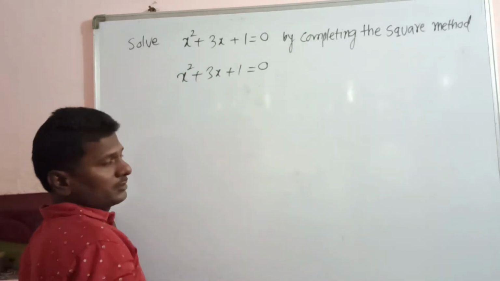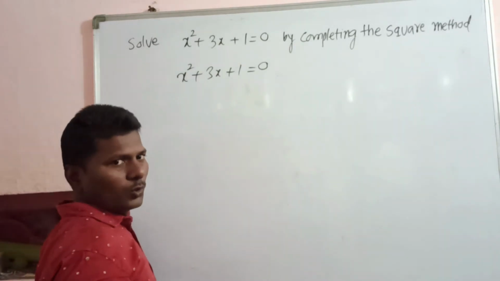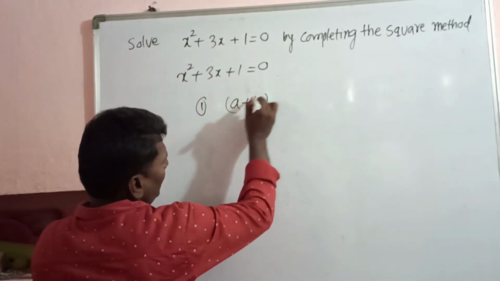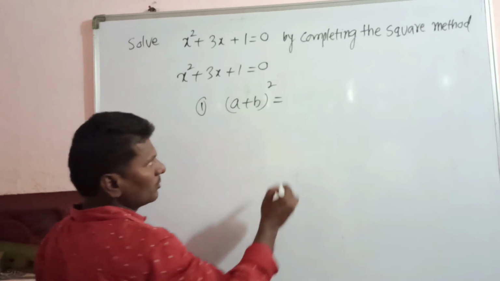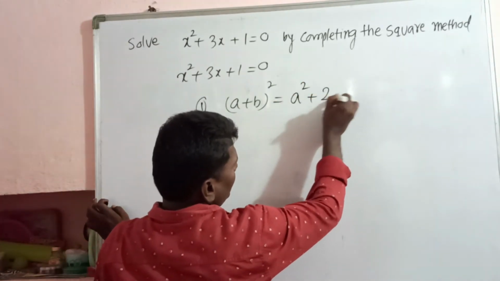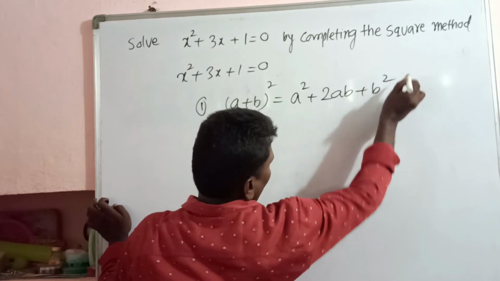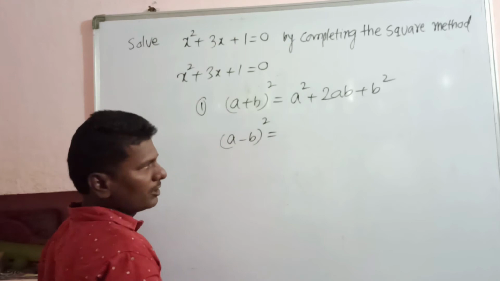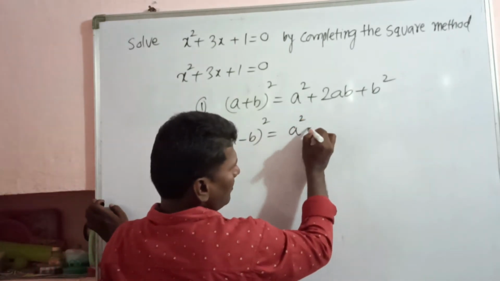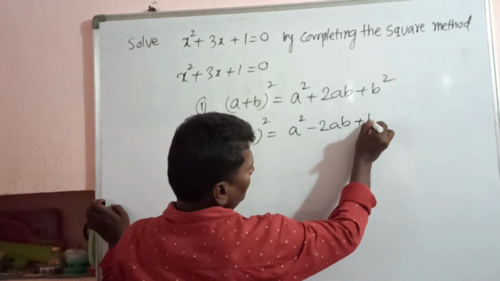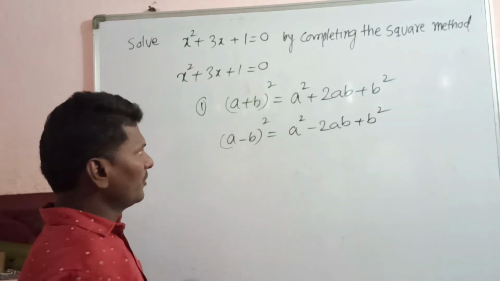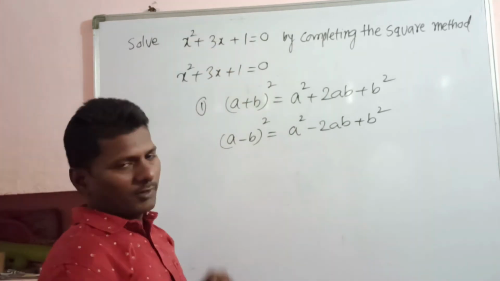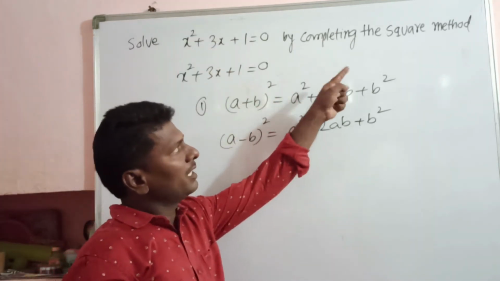To solve this question, we should know two results. One is, we know that (a plus b) whole square is equal to a square plus 2ab plus b square. (a minus b) whole square is equal to a square minus 2ab plus b square. If you know these two formulae, you can solve this quadratic equation using the completing the square method.